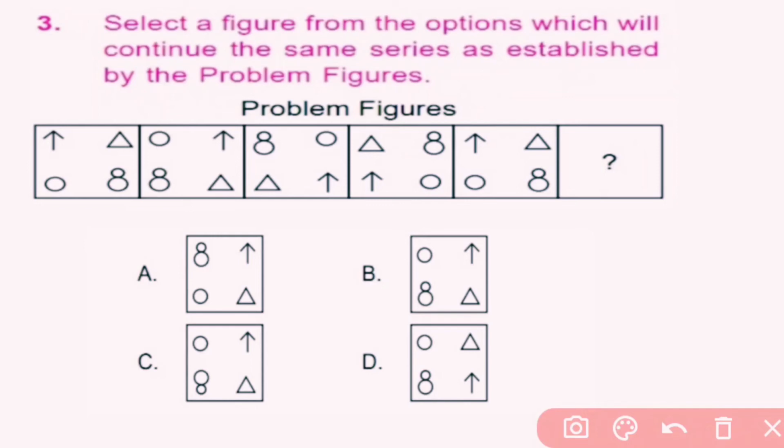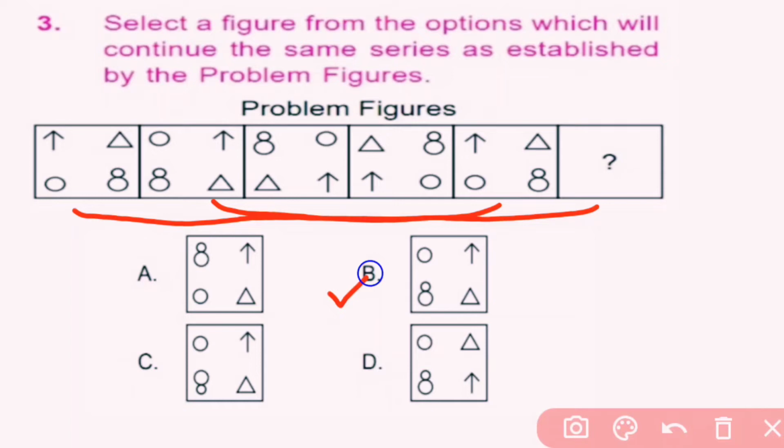Question number 3. Select a figure from the option which will continue the same series as established by the problem figure. So here in a given figure, this figure is repeated here. So next will be this figure, and it is same as option B. So here B is correct answer.